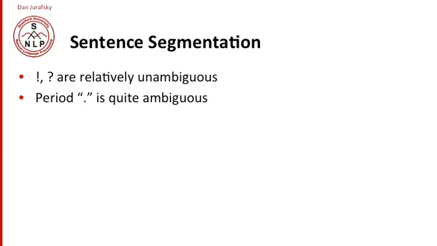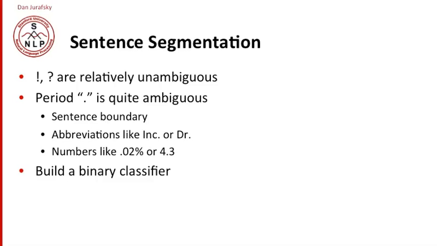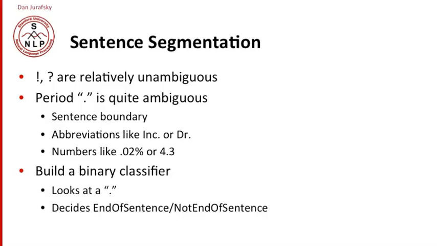If you think about it, a period can be a sentence boundary, but periods are also used for abbreviations like Inc. or Doctor. They're used for numbers like 0.02 or 4.3, so we can't assume that a period is the end of a sentence. So what we need to do to solve the period problem is build ourselves a classifier. We're going to build a binary classifier that looks at a period and simply makes a binary yes-no decision. Am I at the end of a sentence? Am I not at the end of a sentence?